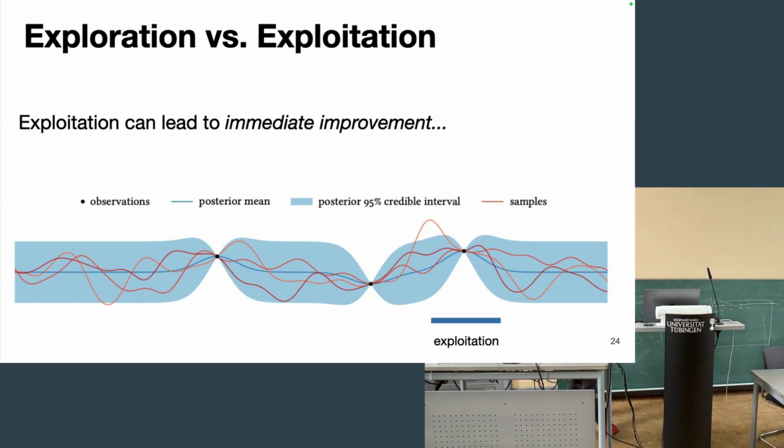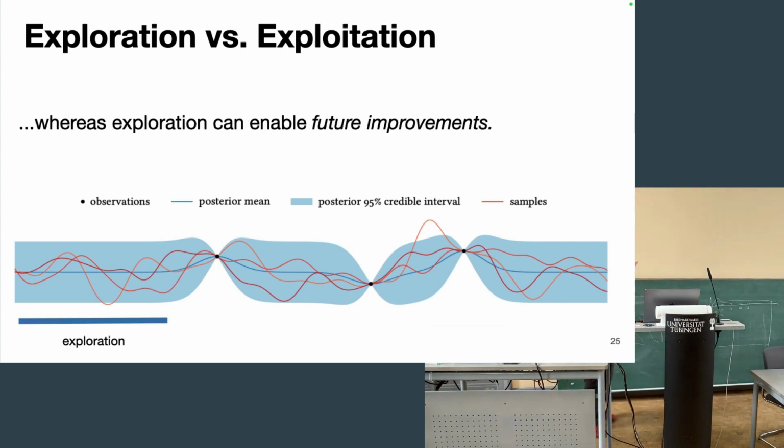So this first case of trying to make a measurement where the posterior mean is relatively high, that's called exploitation. And it can be a useful action to make because it can lead to immediate improvement. Maybe I can find a higher function value than I've seen previously.